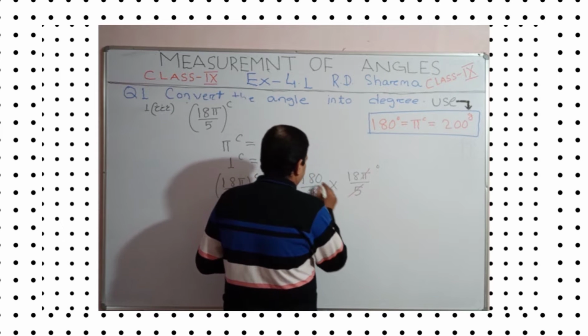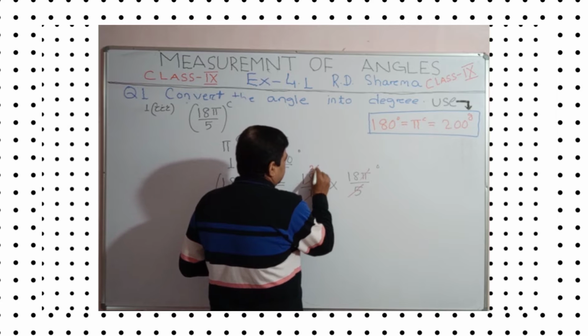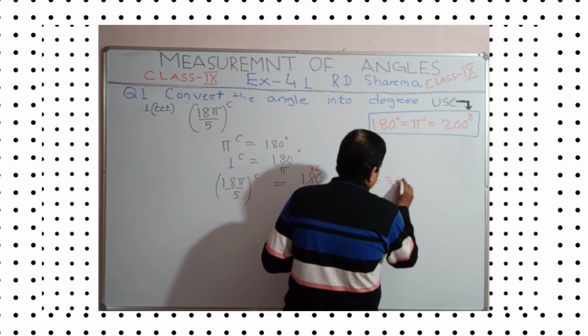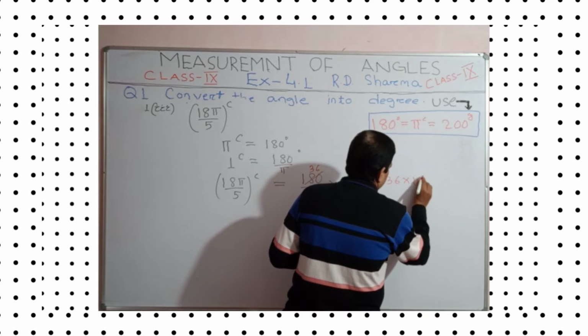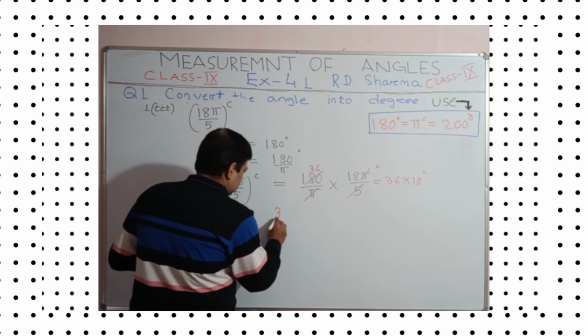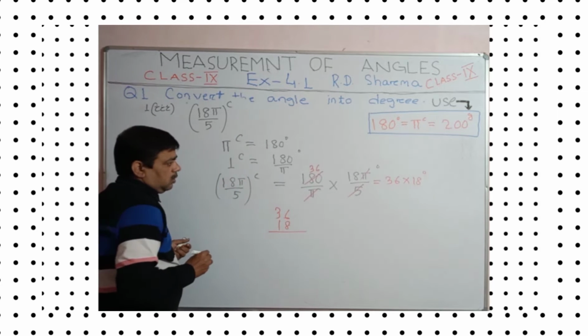Here you see 5 threes are 15, 3 zero is 30, 5 sixes are 30. So that will be 36 into 18 degree. So we will multiply 36 into 18. Understand? Yes, and multiply.